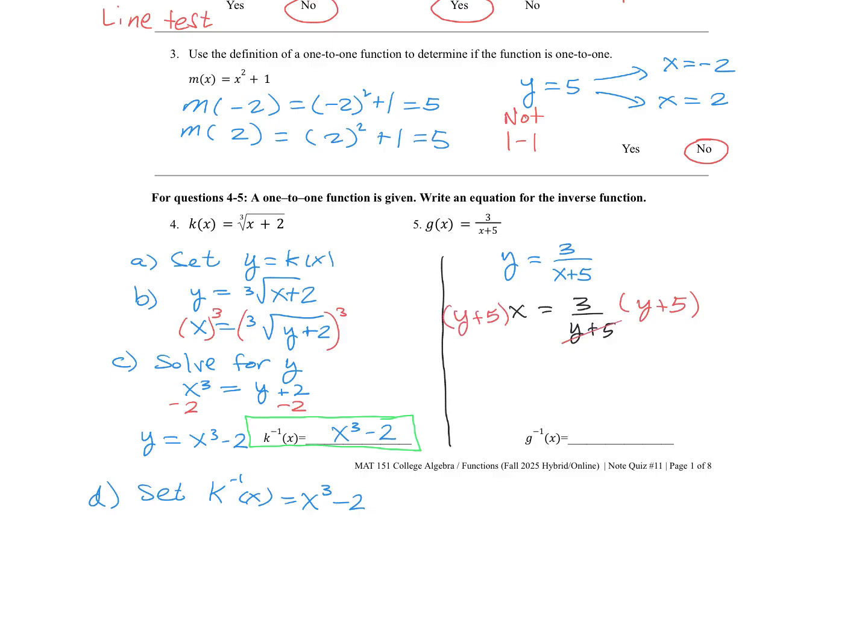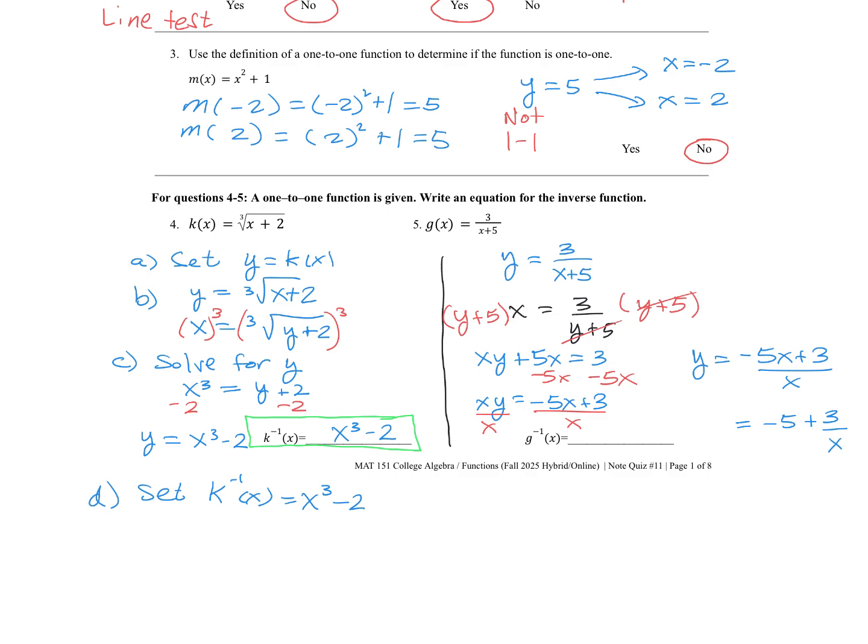And we will cancel on the right and distribute on the left. So that is x times y plus 5 times x equals 3. We then subtract the 5x from both sides. And we get x times y equals negative 5x plus 3. And then finally, divide both sides by x. And you get the formula y is equal to negative 5x plus 3 over x. Or you can write it as negative 5 plus 3 over x if you split apart the fraction.